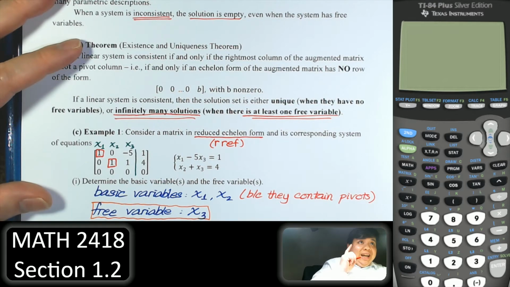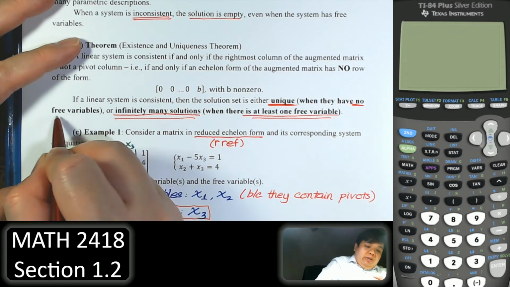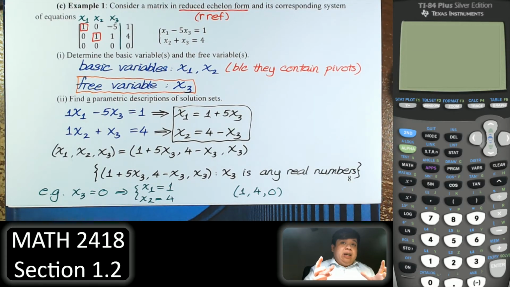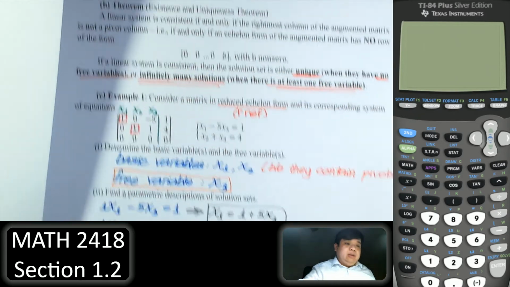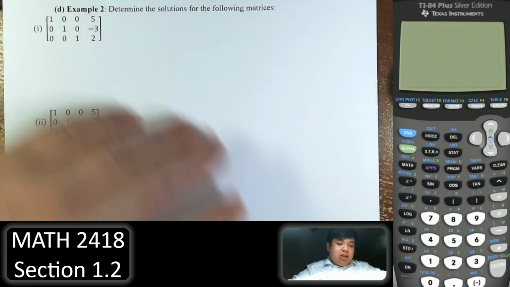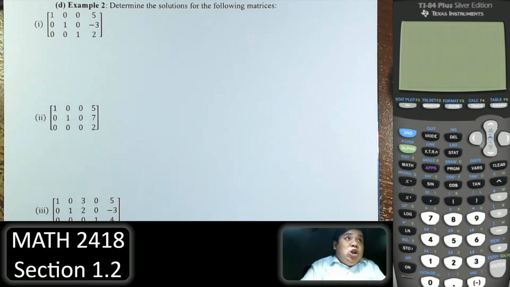If we want a unique solution, one solution, there will be no free variable. Because of the free variable, we can choose freely, so there are infinitely many solutions. If not, if we have all basic variables, that will be a unique solution. Right. Now let's take a look at these matrices and see what the solution will be.